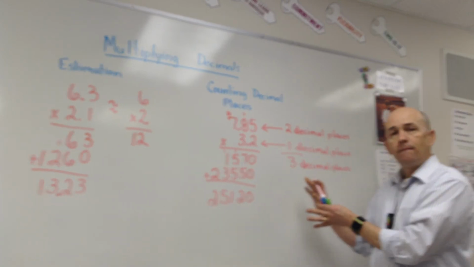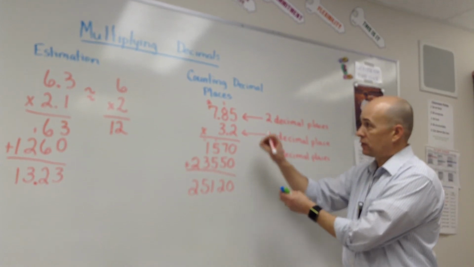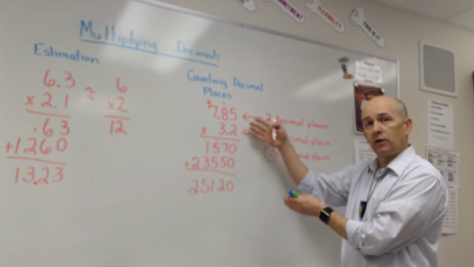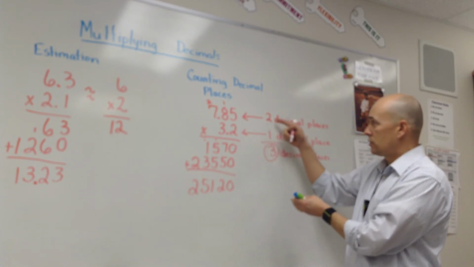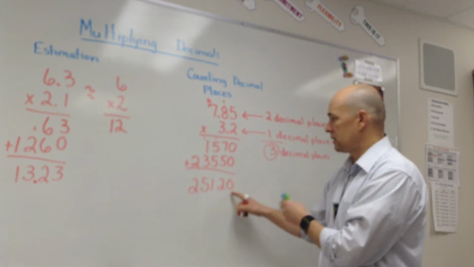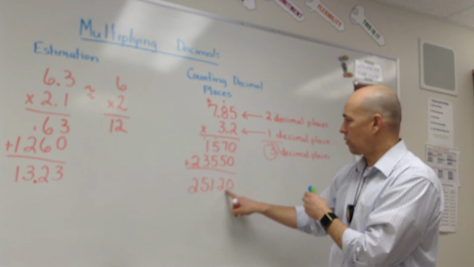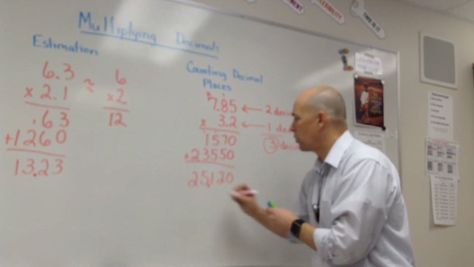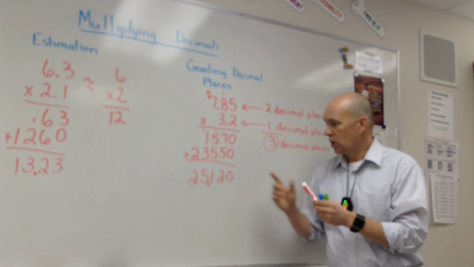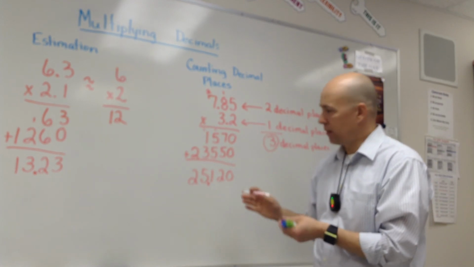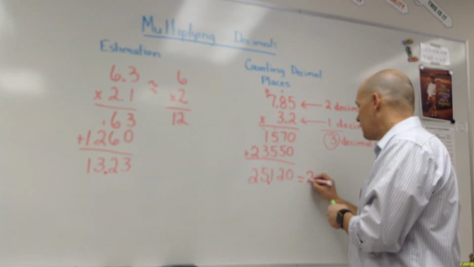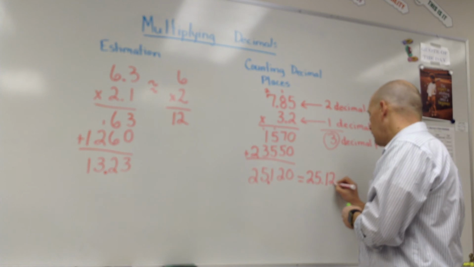That's important to know because in my answer, in my product, I have to have the same number of decimal places that there are in my factors. In other words, I have 2 here, I have 1 here. That gives me 3 decimal places. So I have to have 3 decimal places down here. So I'm going to count from the end of the number back 1, 2, 3, and that's where my decimal point goes. So that would be 25 and 120 thousandths. Or, because it is a decimal number and this is just a trailing 0, there's nothing after that, that's the same as 25 and 12 hundredths.